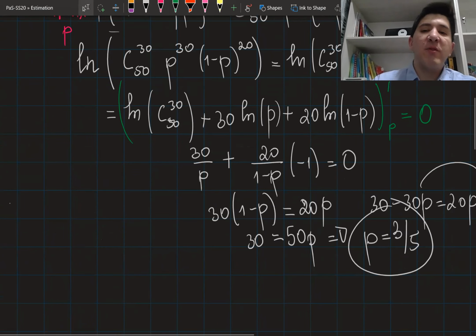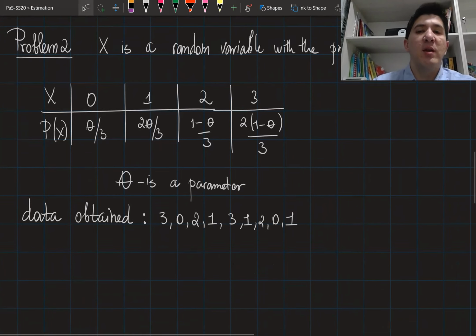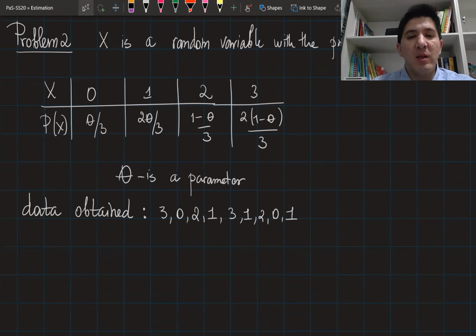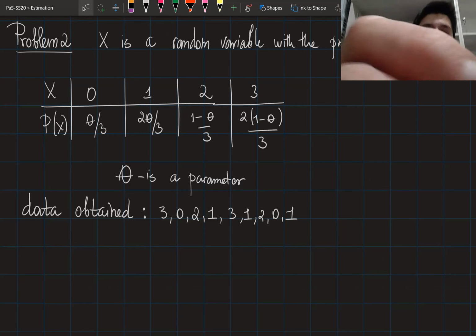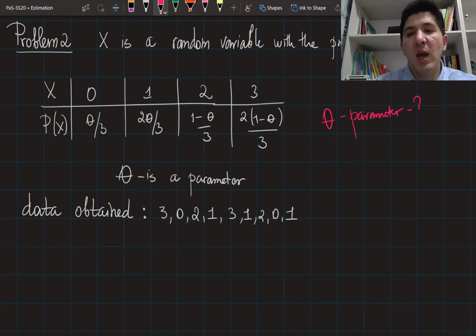We are going to solve a couple more problems because our probability mass function might be given differently. For example, this one is slightly different. Conceptually it is the same, but it will probably take a little more time for us to find a solution for this. So let's say X is a random variable. Now it takes the 4 values 0, 1, 2, and 3 with the corresponding probability mass function, where theta here is the parameter, which we don't know. So this is the unknown parameter.